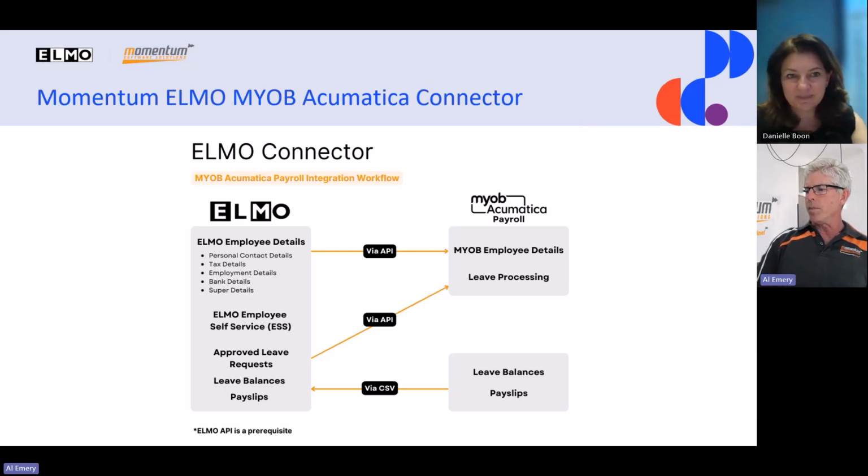And then so that the employee can use ELMO's employee self-service module, because it contains a lot of HR-related self-service features, not just leave, we have integrated the leave with ELMO's employee self-service. So we upload leave balances from Acumatica payroll at the end of each pay, and then employees can apply for leave through the ELMO employee self-service. That will then come down into Acumatica payroll as a leave request. And there's also pay slips that can be accessed via ELMO's employee self-service that are exported from Acumatica payroll.